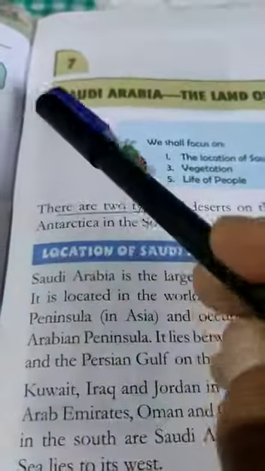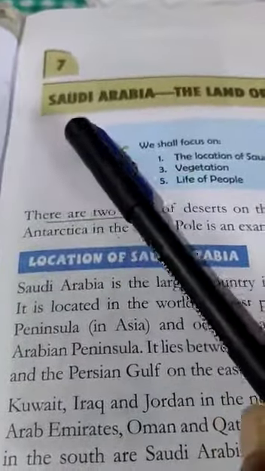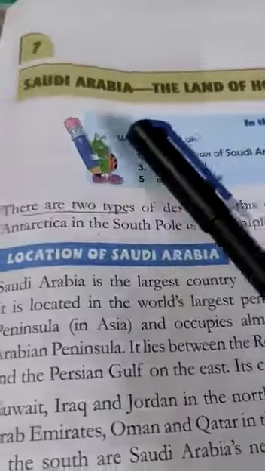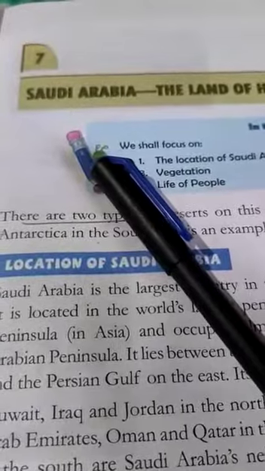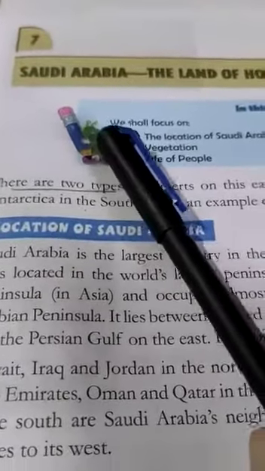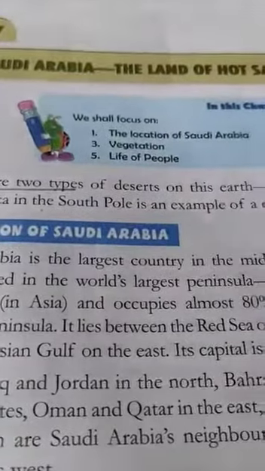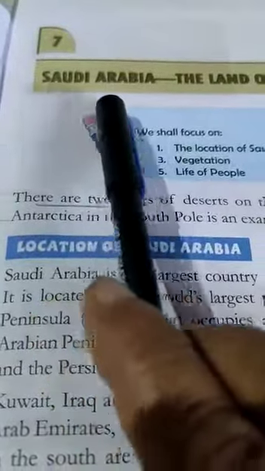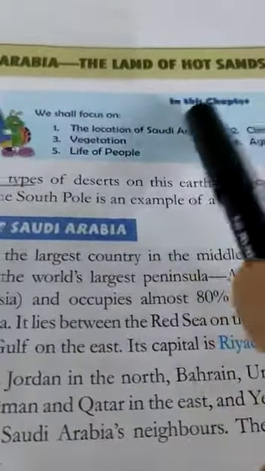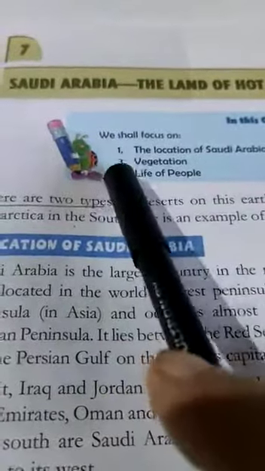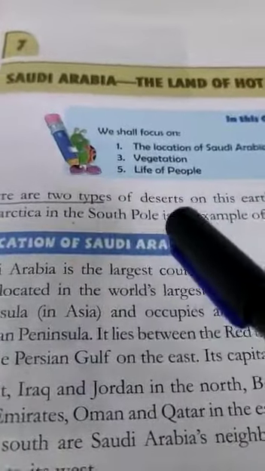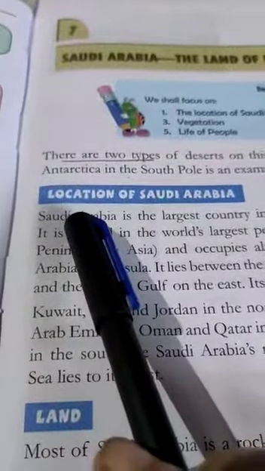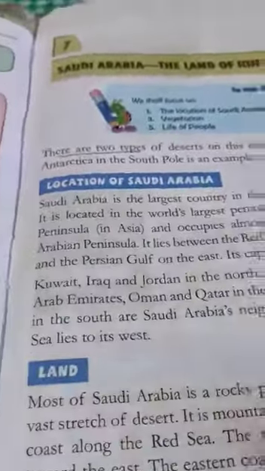Students, we are in chapter 7. The topic is Saudi Arabia, the land of hot sands. In chapter 6 we studied Greenland, the land of ice and snow, which is covered with snow. But here, in chapter 7, Saudi Arabia is the land of hot sands. Saudi Arabia is covered with sands. So students, we have completed the location of Saudi Arabia in the first video.